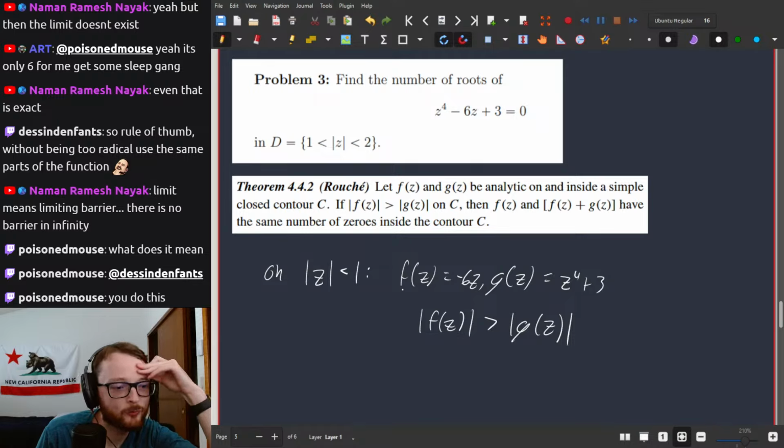Do you mean what does rule of thumb mean? It just means a rule that you often use.